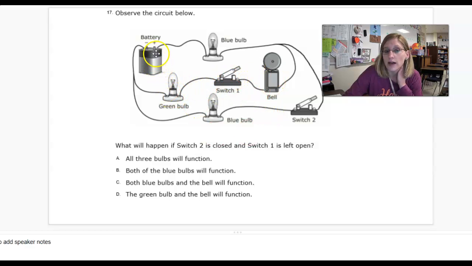But let's see the second path. So start right here and go through the blue bulb. I keep going, keep going. Oh, that's also open. It needs to be closed. Switch 2 also needs to be closed. So neither one of these will turn on because I don't have a flow of electricity. So it says all the bulbs will function. Will they function? No. Will both the blue bulbs function? Nope. Both blue bulbs and the light will function.